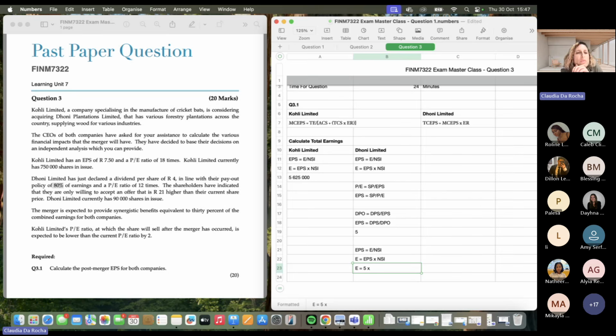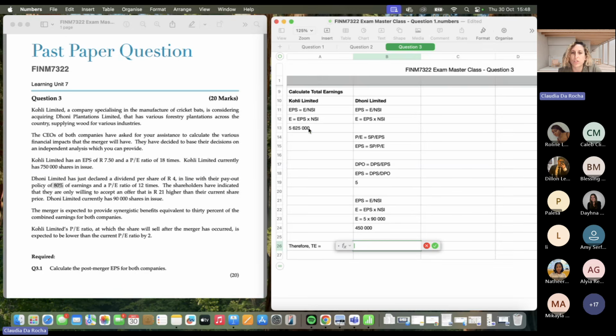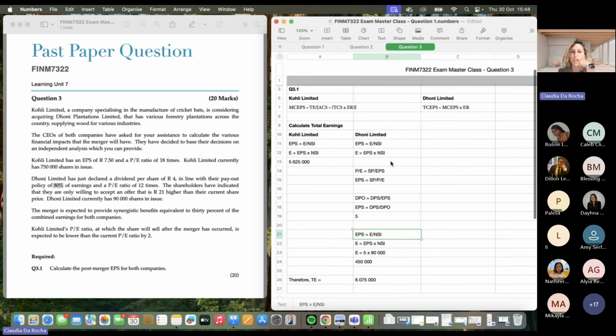And our number of shares for Donnie is 90. So our earnings for Donnie is going to equal 450. Okay, so now I can calculate my total earnings. My total earning is that amount plus this amount, 6075. Cool.